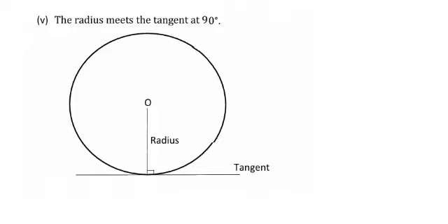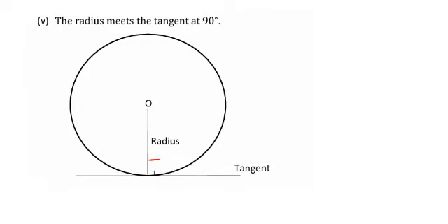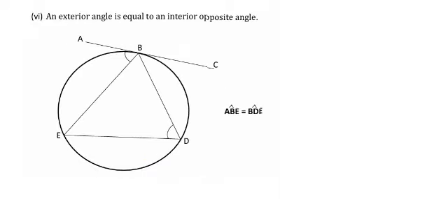And also you have to understand that when the radius meets the tangent, it meets the tangent at 90 degrees. So since we know that the radius is half of the diameter, if you have a tangent, when that radius meets the tangent, it makes 90 degrees. This is the 90 degrees that we are talking about here. So you have to understand also this property. It is very helpful.